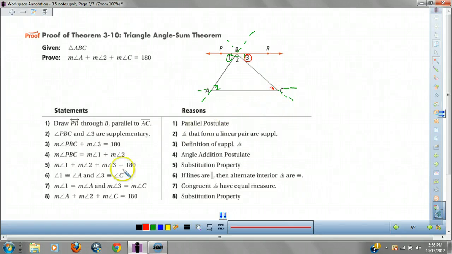Okay? Once you have that, you can do the last step where you say, well, my measure of angle A, which I'm substituting in for 1, plus the measure of angle 2, plus the measure of angle C, which I'm substituting in for 3, equals 180 degrees. So for any triangle you pick in the world, all the angles add up to 180 degrees.